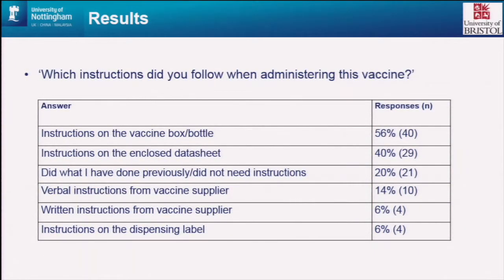So if farmers aren't doing what is recommended on the data sheet, do they actually know what they should be doing? So we wanted to ask them what instructions they were following when it came to administering their vaccines. So we can see that there were a small majority that did look at the box or at the bottle, which is usually a condensed version of the data sheet. What really struck us from these results were that in terms of the vaccine supplier, very few people are actually having any sort of communication with the person who's supplying the vaccine, whether that's verbal instructions or written instructions. So that sort of pointed to us as an opportunity where we could intervene there.